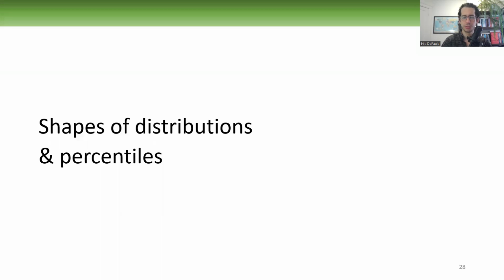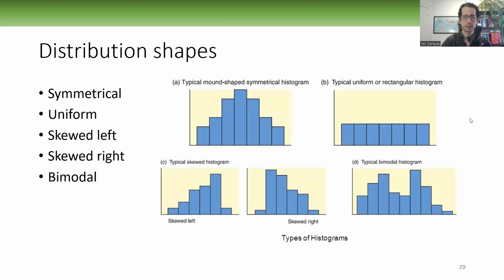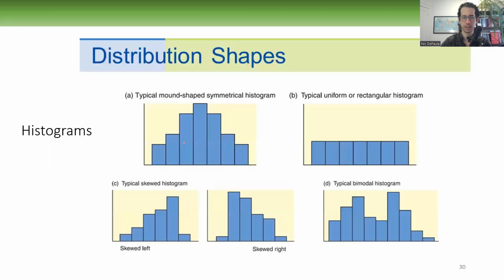Shapes of distributions and percentiles. So let's discuss how distributions may have multiple shapes. And here we have examples of histograms. The symmetrical distribution is one that looks like this. So it's symmetrical at the center.